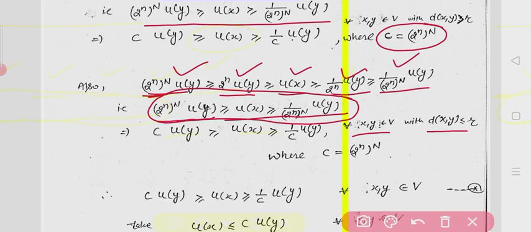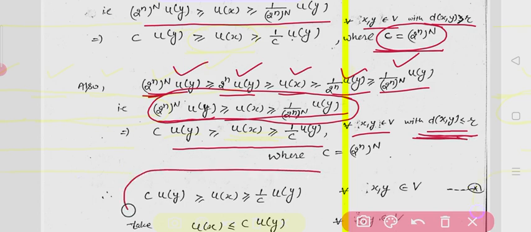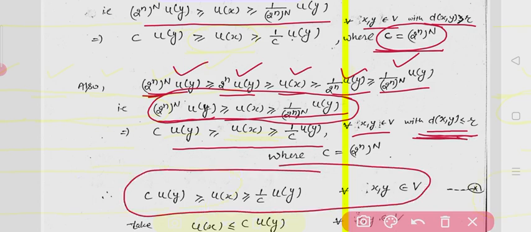So we will say that c into u y is greater than equal to u x is greater than equal to 1/c into u y for all x y in V such that distance between x y is less than equal to r. Okay, so if this value is true for distance between x y greater than r and less than equal to r, so for all x y belongs to V it is true, so that means this inequality will be true for all x y in V.